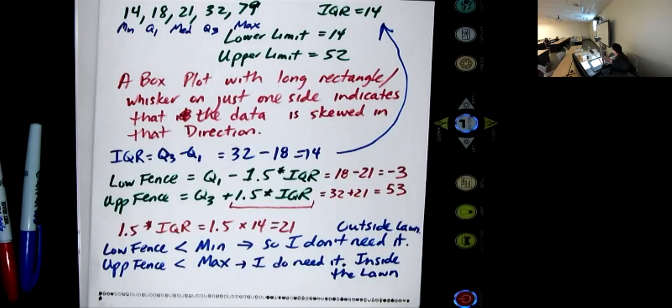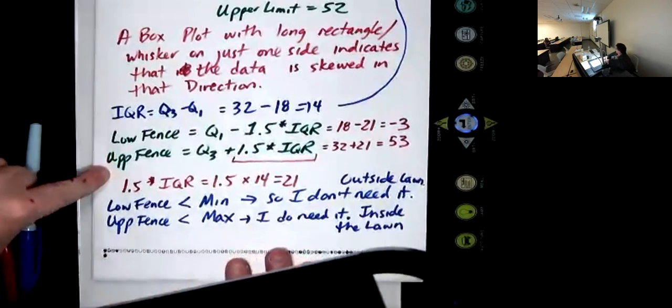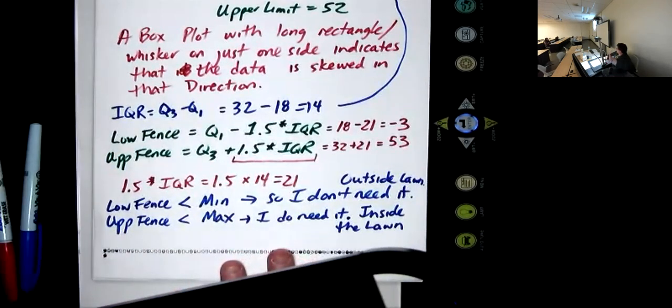Like StatCrunch gives us an off number. Would it mark us wrong on the homework if it gave us that answer? It might. I don't know if it's going to ask you for the fences or not. If it does ask you to do the fences, do this method. Don't use what we see in StatCrunch.